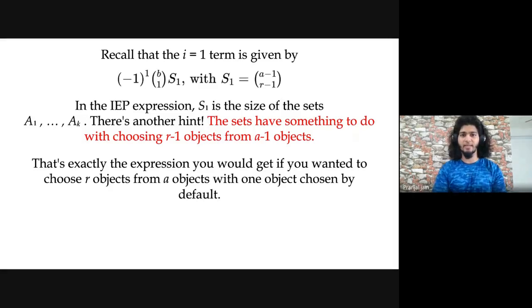You don't need to consider him anymore. So now what you're doing is you're picking R minus one players from A minus one players. So you get this exact expression. So maybe that is the action which you're doing.